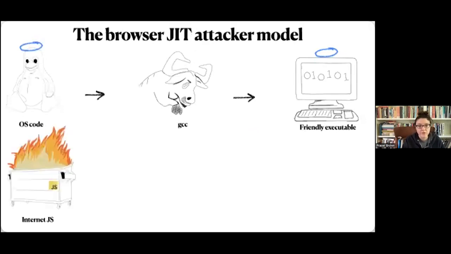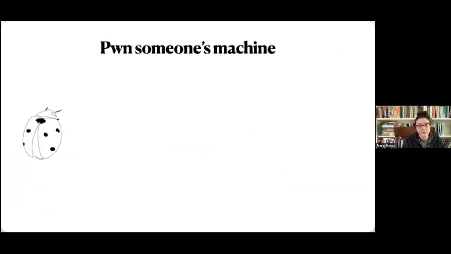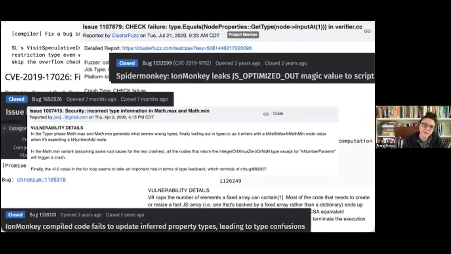In contrast, you definitely don't trust the JavaScript on the internet. And this is the code that gets compiled by your browser JIT. And it can try and take advantage of bugs in that JIT in order to own your machine, right? It's pretty simple to actually do this too. The first step is to find a JIT bug, and even though they're subtle and a bit tricky to find, there are plenty of them out there.